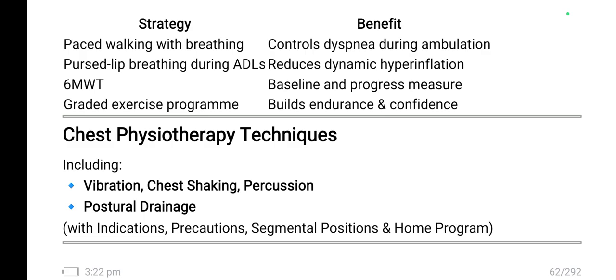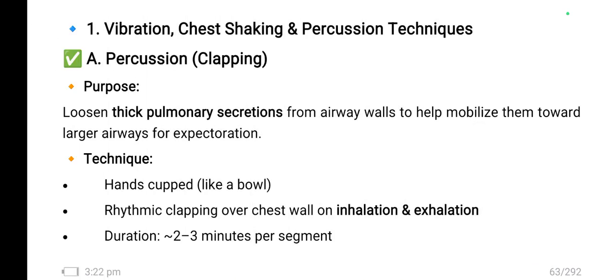So let's start the video. Including vibration, chest shaking, percussion, and postural drainage with indications, precautions, and the components of the program. So, vibration, chest shaking, and percussion techniques. Percussion means clapping. The purpose is to loosen thick pulmonary secretions from airway walls to help mobilize them towards a larger airway for expectoration. Technique: hands cupped like a bowl, rhythmic clapping over the chest wall on inhalation or exhalation.